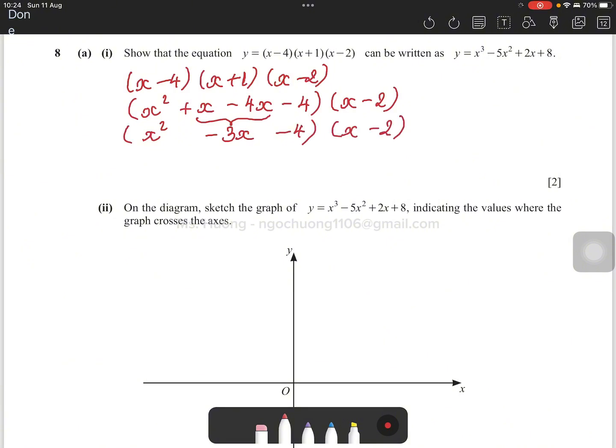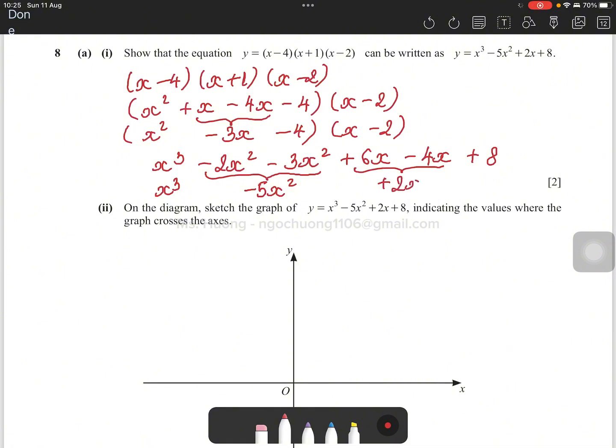Now x squared times x is x cubed. x squared times negative 2 is negative 2x squared. Negative 3x times x is negative 3x squared. Negative 3x times negative 2 is positive 6x. Negative 4 times x is negative 4x. Negative 4 times negative 2 is positive 8. Now we simplify this again. Negative 2 minus 3 is negative 5x squared. 6x minus 4x is positive 2x plus 8. So y is equal to x cubed minus 5x squared plus 2x plus 8.